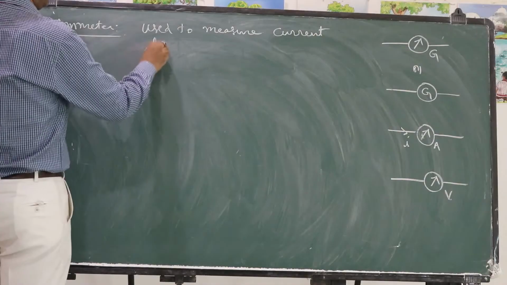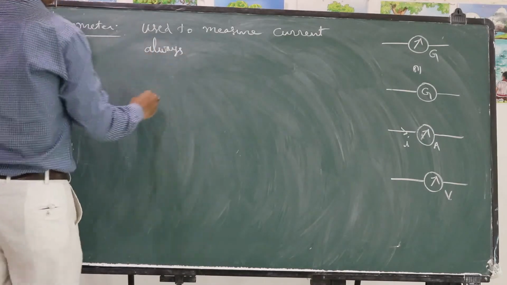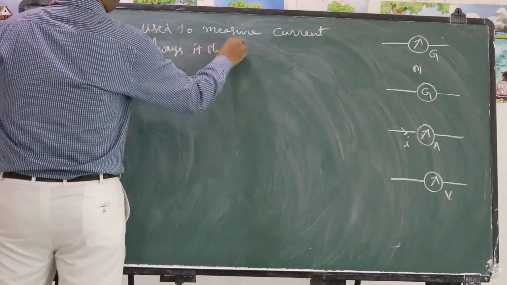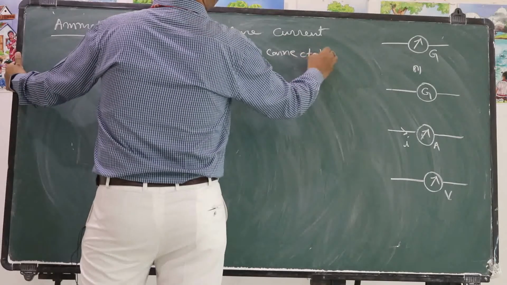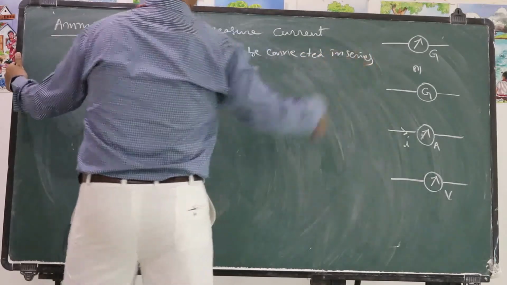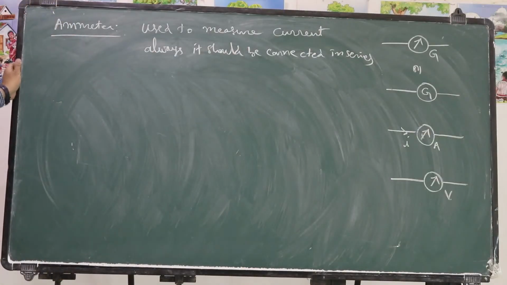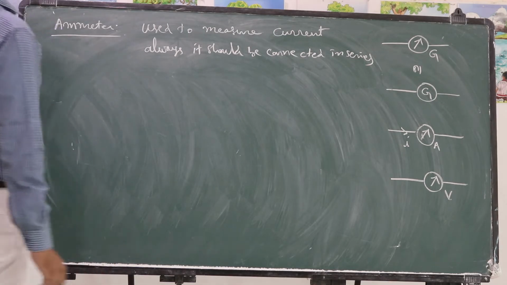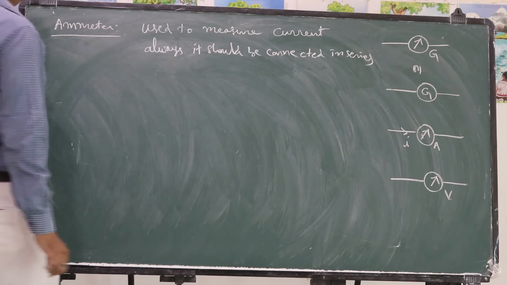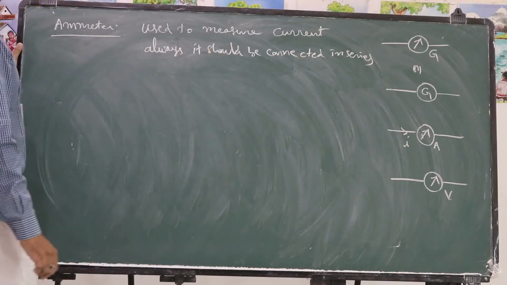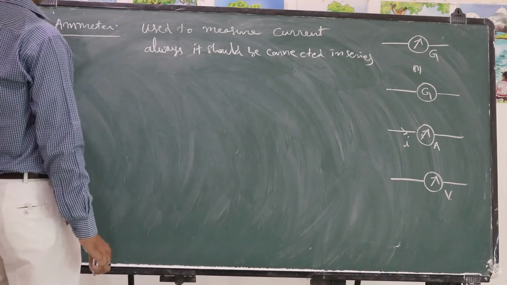And always it should be connected in series in a circuit. Why we should connect it in series? You know that in series combination, current will not be divided. Potentials may be divided. So as current is passing through a circuit without dividing itself, in series combination, we always connect the ammeter in series in a circuit.